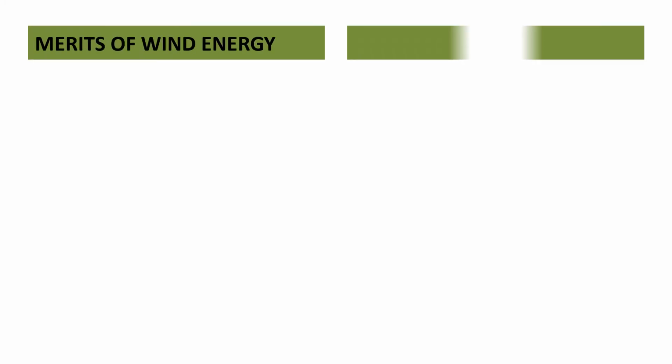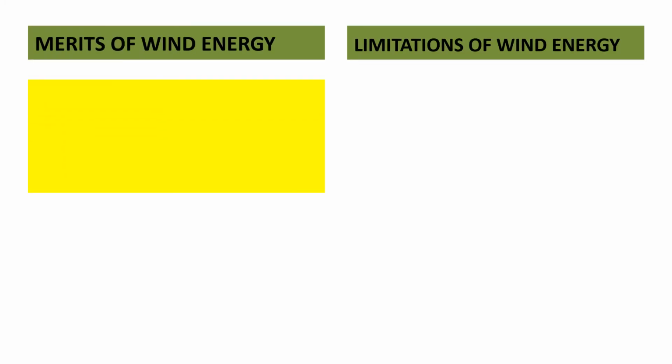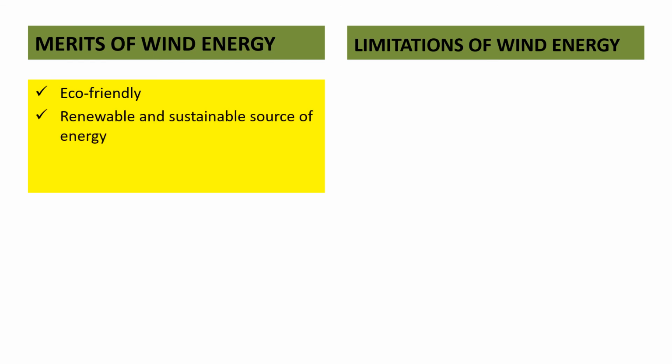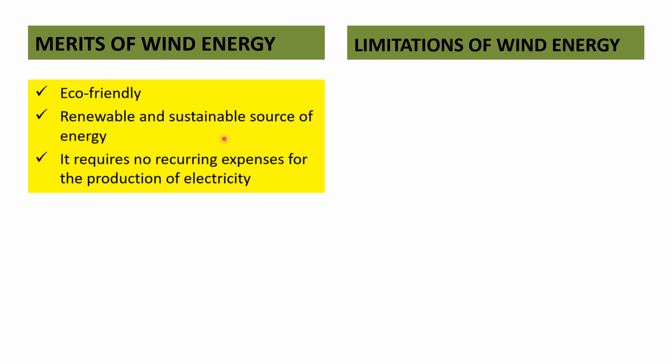Alright. Now there are some merits and demerits. Whenever we learn this topic, we have to study merits and demerits. So the merits of wind energy: it's eco-friendly. It is not causing any kind of environmental pollution. Then it is a renewable source of energy, so we can use it over a period of time. Then it requires no expenses for the production of electricity, so there will be no recurring cost later on.